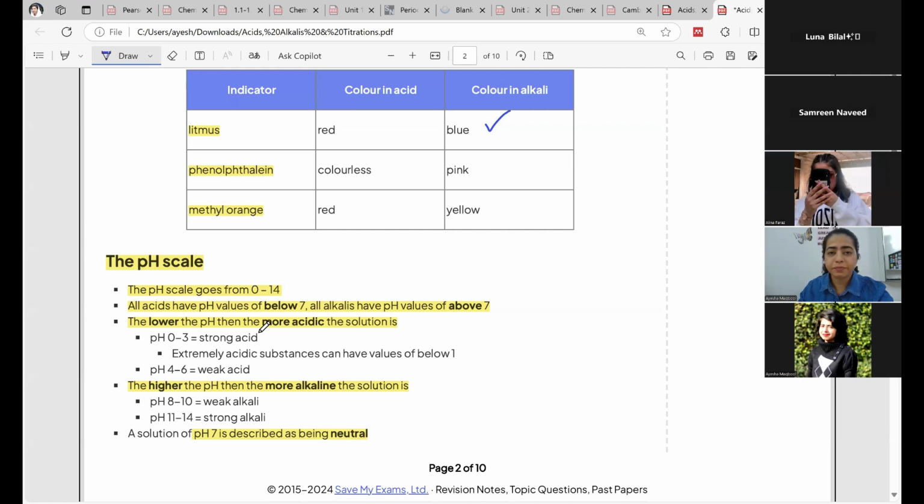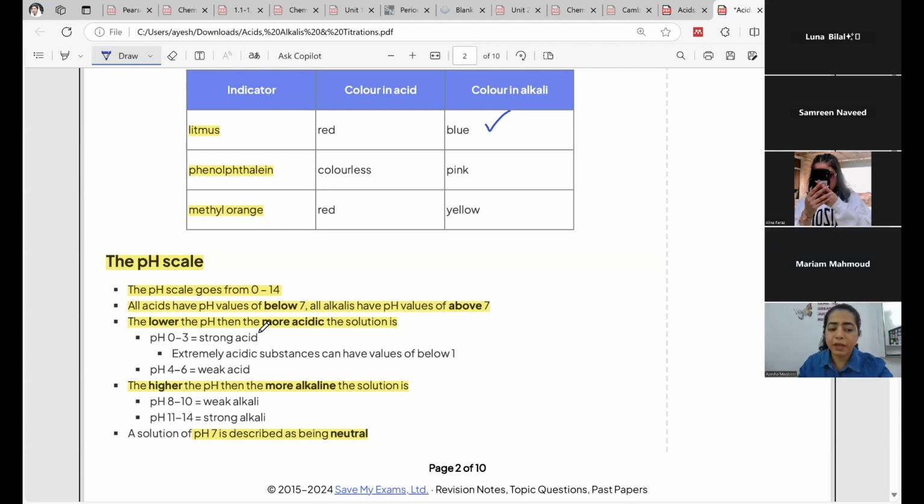Yes, Samreen. Miss, acids have a pH below 7. So the lowest pH of acid can be 1. Okay. What about the alkali?